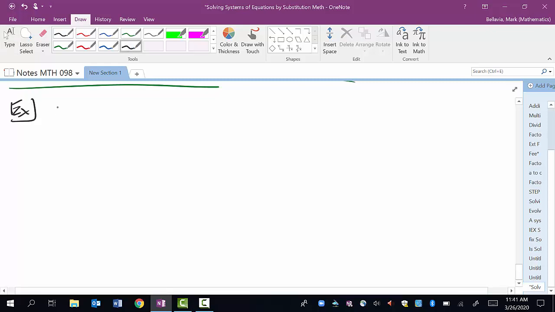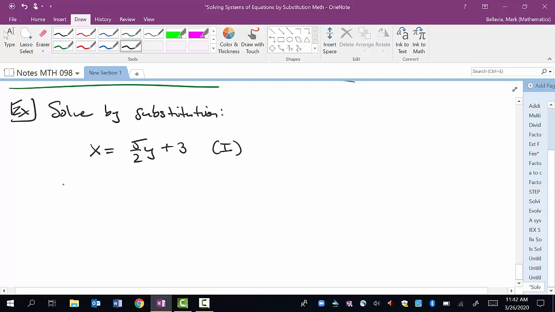If I said to, again, solve by substitution, and the first equation I'll give you is x equals 5/2 y plus 3, I'll label that equation 1, and the second one will be negative 4x plus 10y equals negative 12, and we'll call this equation 2.